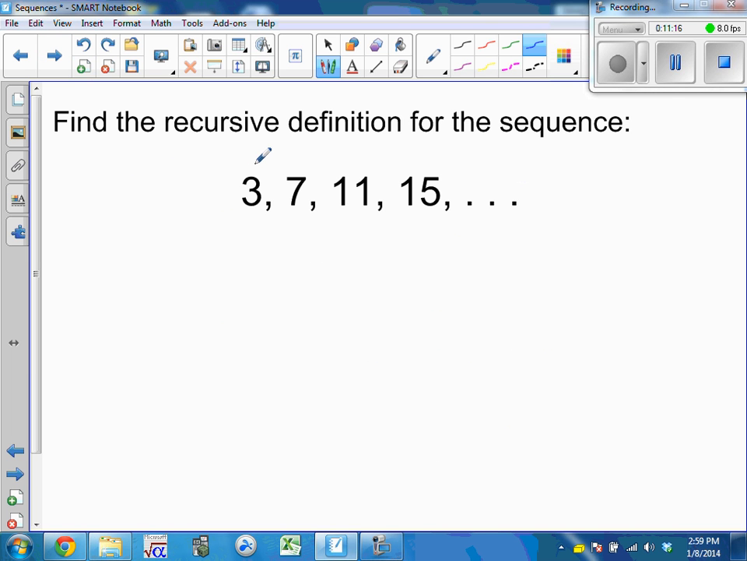So let's say we have this sequence, 3, 7, 11, 15. We want to write a recursive formula. So a recursive formula, you always need two things. A starting point, and then the formula for the next term. The starting point is easy. t sub 1 is 3. Everybody should get that part. Now the formula. How do you get the next term?